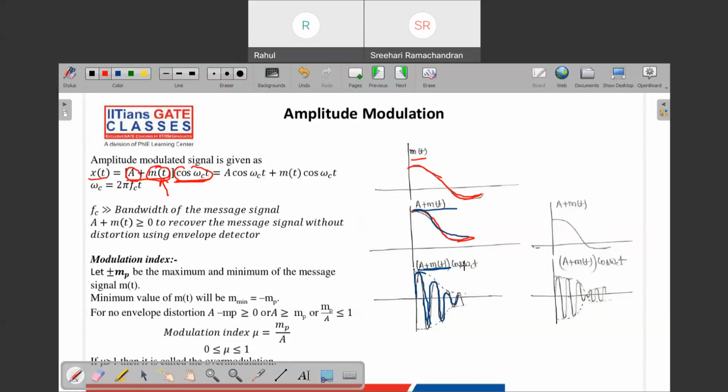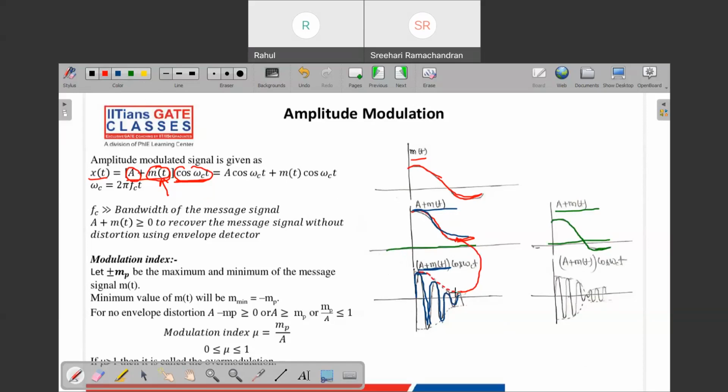Now let's take two scenarios. The first case is where a plus mt is such that it is above the x-axis, and in the second case a plus mt is such that some portion of it is below the x-axis. When you plot these two cases, in the first case you can trace this envelope here. This we call the envelope, the dotted one that I have drawn here. This envelope is the same as the signal a plus mt, and this envelope is never going to cross zero.